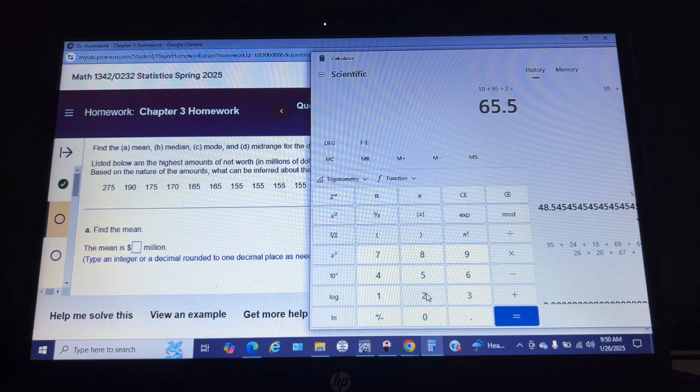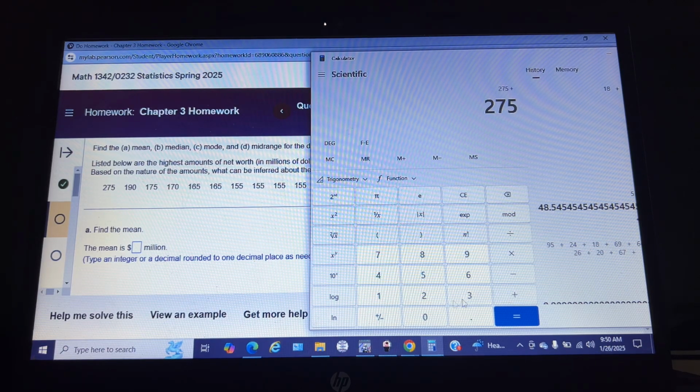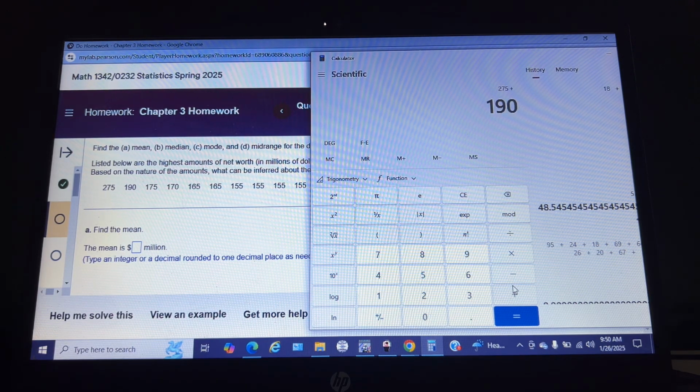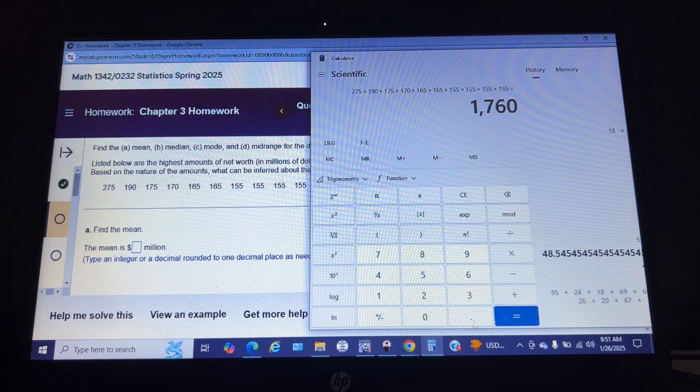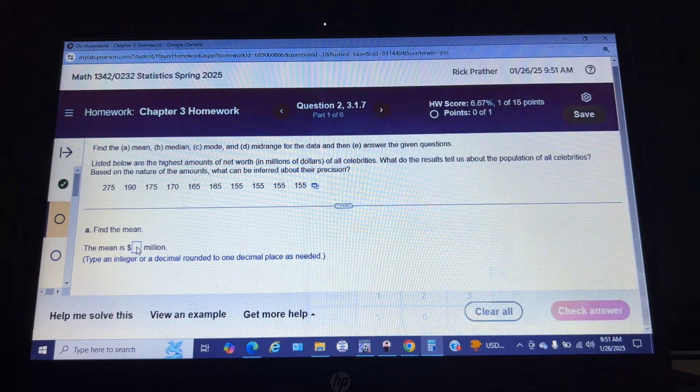But for the mean, you don't need them in order. I'll just type them in the order they are. 275 plus 190 plus 175 plus 170. And then we got 2 different 165s. And then the last 4 numbers are all 155. And there's 10 numbers here, so when you divide by 10, it's really just going to move the decimal over. We're going to get exactly 176 for the average here, for the mean. 176.